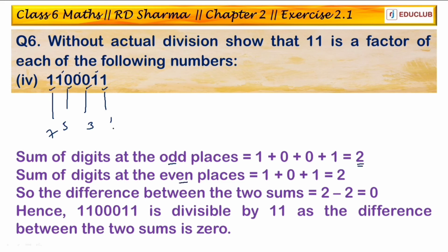Now the sum of the digits at even places: 1 plus 0 plus 1, which is also 2. The difference is 0. Yes, so we can say 11000011 is divisible by 11. We will apply divisibility rules only.